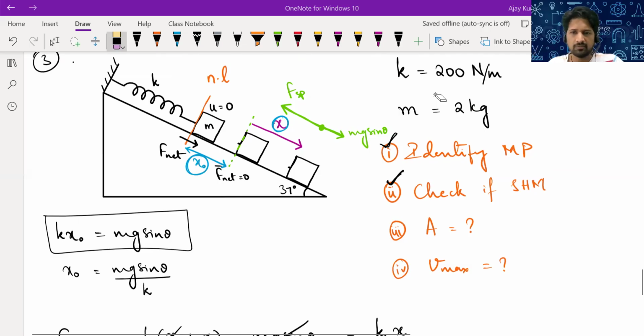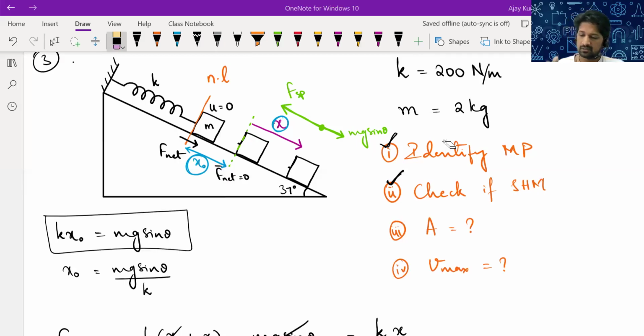Or what do you remember about amplitude? See, amplitude of oscillation is the maximum distance an oscillating object moves away from its mean position. Now we have confirmed that this is SHM. In simple harmonic motion, amplitude is simply the distance between mean position and the extreme position.